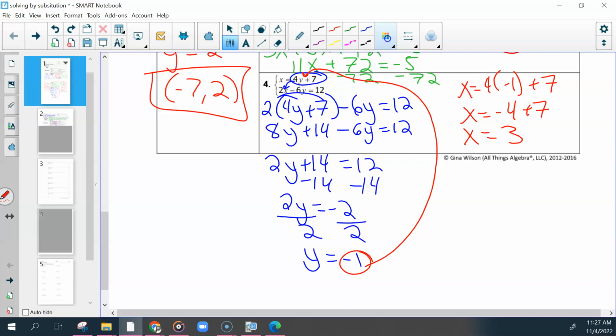Be careful when you go to write your answer, because we solved for y first, not x. It still needs to be xy when we write our answer. What would our answer be? 3, negative 1. Make sure that is in parentheses. Do we have any questions on that process, how we get that answer, anything like that?